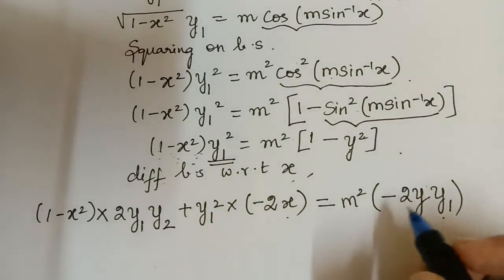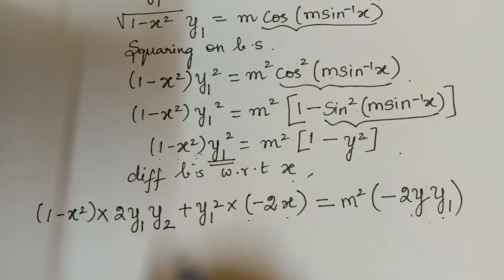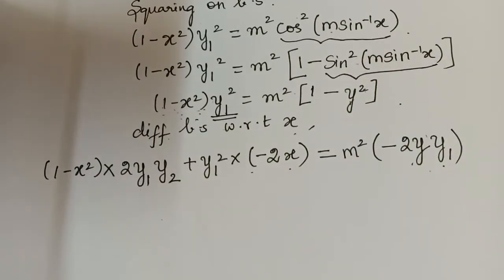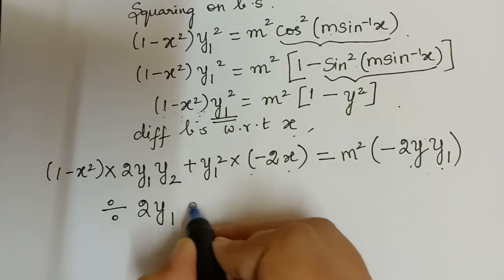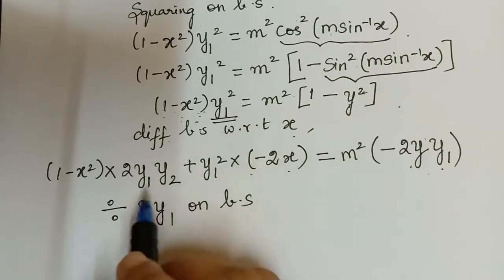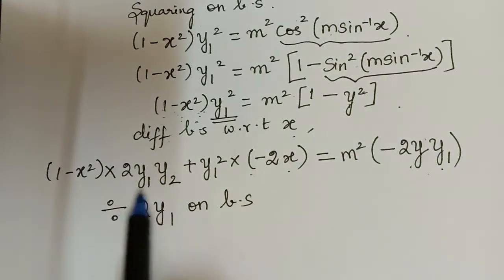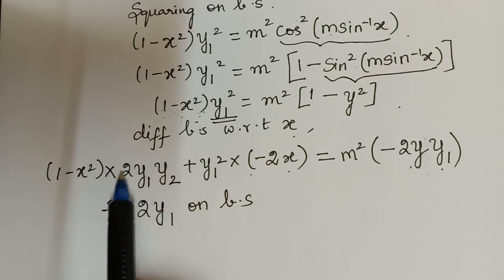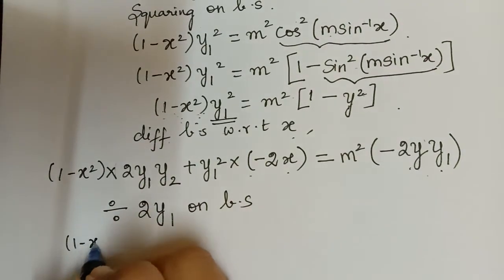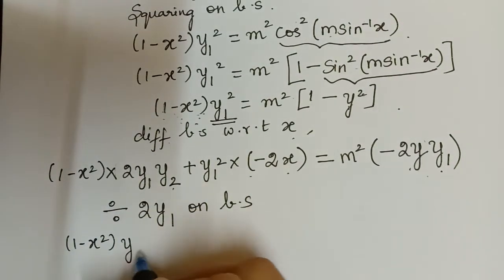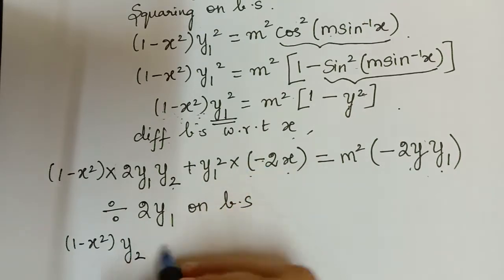Now if you check, in all the three terms 2y1 is common. So we are going to divide by 2y1 on both the sides. That is, we are going to divide throughout. So in the first term, when we divide by 2y1, this 2y1 will get cancelled and we will be left out with 1 minus x squared y2. And then plus into minus is minus.